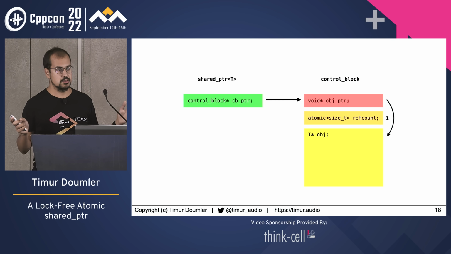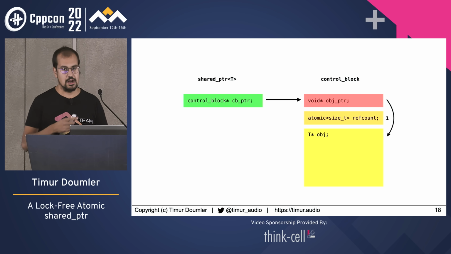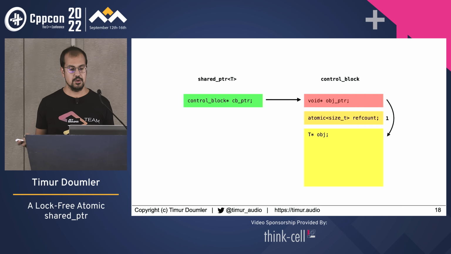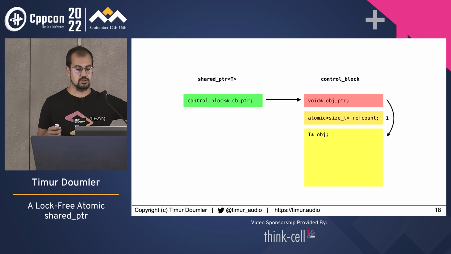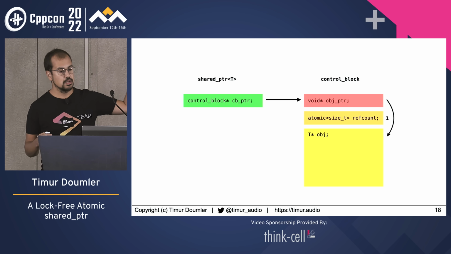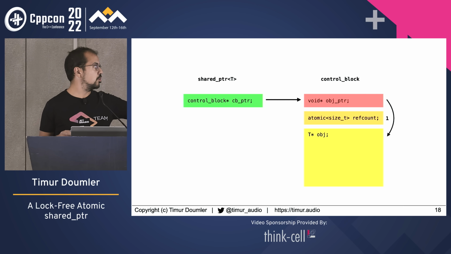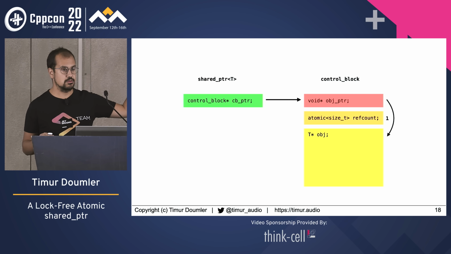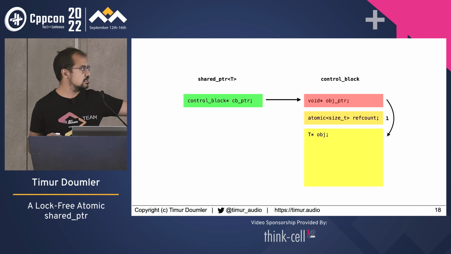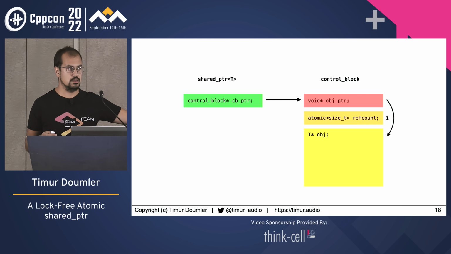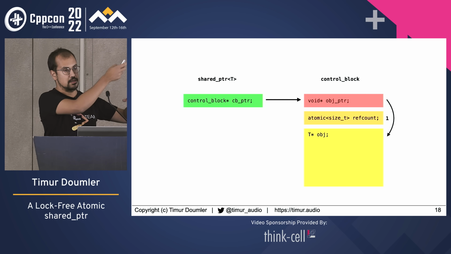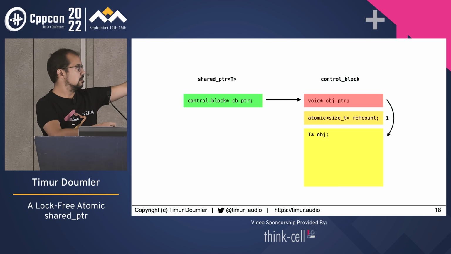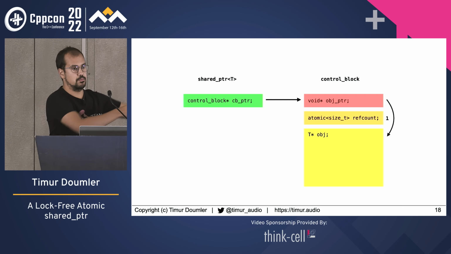So this is a very simple diagram of how a shared pointer is implemented. The shared pointer itself holds a pointer to something that we call a control block. And the control block has a pointer to the actual object that's being managed. It has a reference count. And then it has the object itself. And depending on whether or not you allocated the shared pointer with std::make_shared, the object might be in the same block of memory as the rest, or it might be in a separate block.